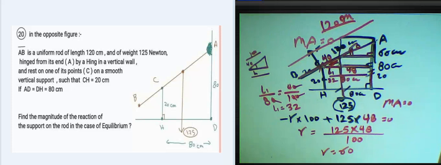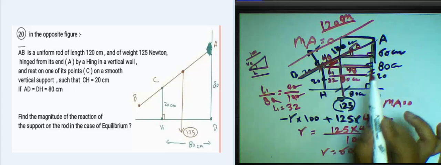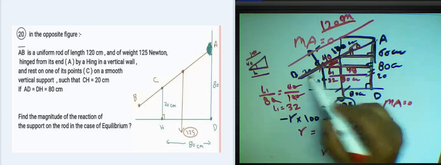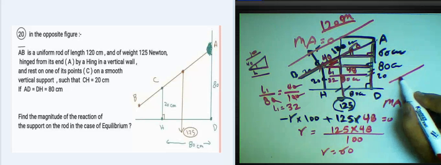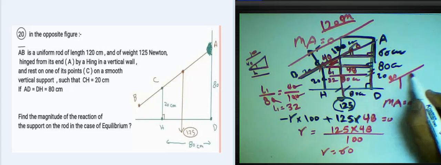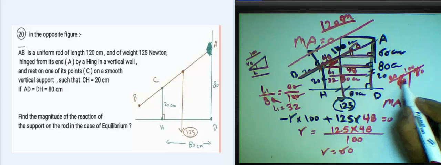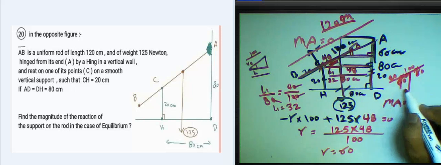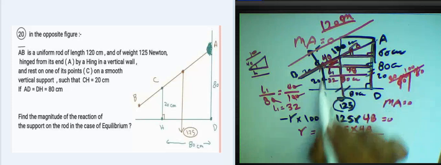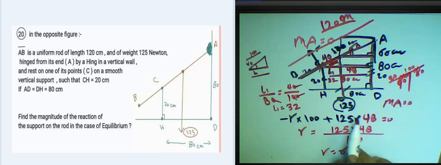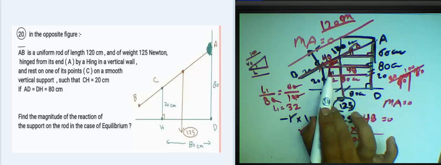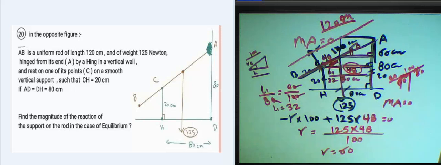Understood? I got the length by symmetry because it tells us AB is a uniform rod of length 120. This length equals 120, this part equals 20, and this part equals 100. And the weight here acts in the median, 60 and 60. 60 equals 20 plus 40. This length equals 40. Okay, this part equals 40, and 60, and then you can find L1. Okay, my students, understood? This is the end of the question about the exam.